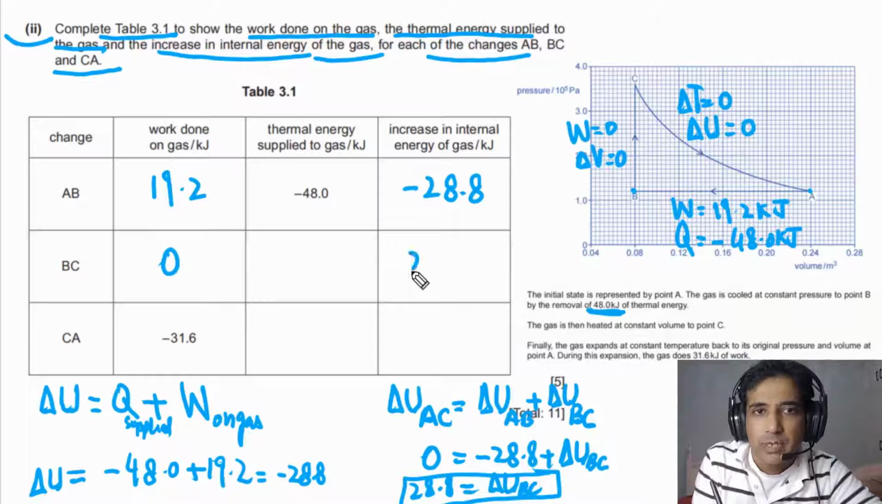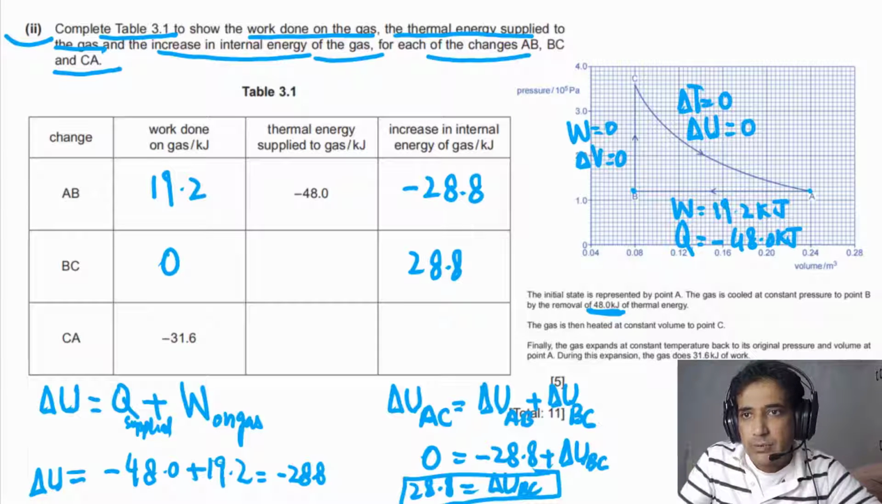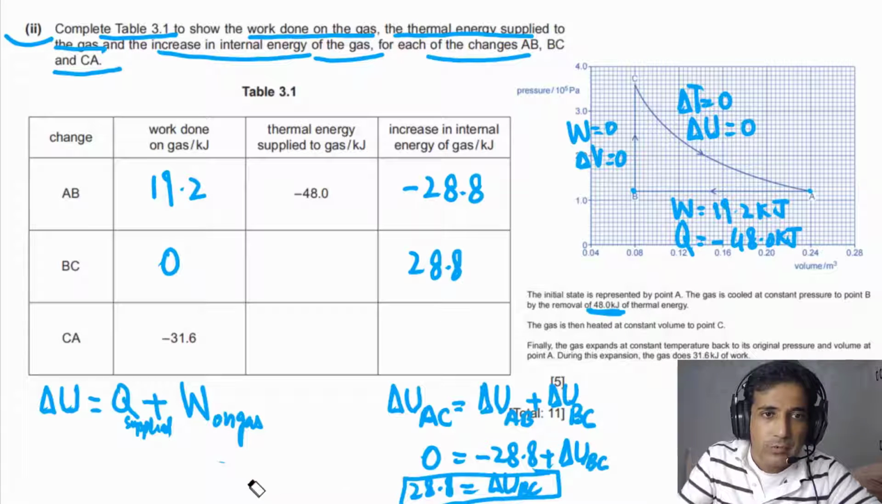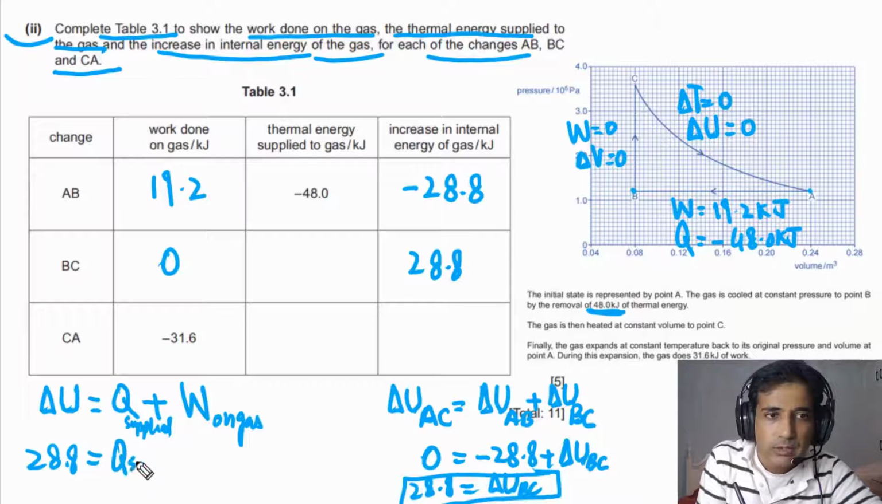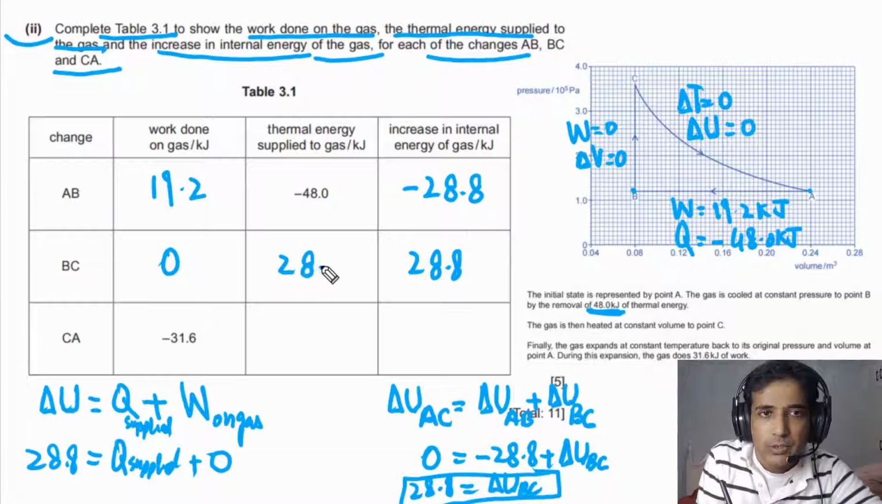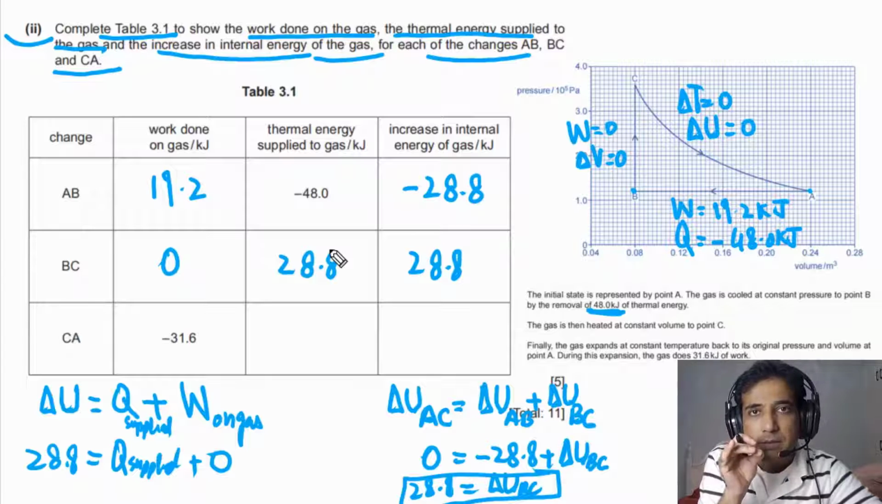So we can write down delta U is equal to 28.8 kilojoules. Now we have value of delta U, so we can use first law of thermodynamics again, and we can calculate value of Q. In this case, we have delta U that is equal to 28.8, Q supplied we need to calculate, plus work done on gas. Work done is equal to 0. So it means Q supplied is also equal to 28.8 kilojoules. And this part was the most tricky one. And the next one is quite straightforward.